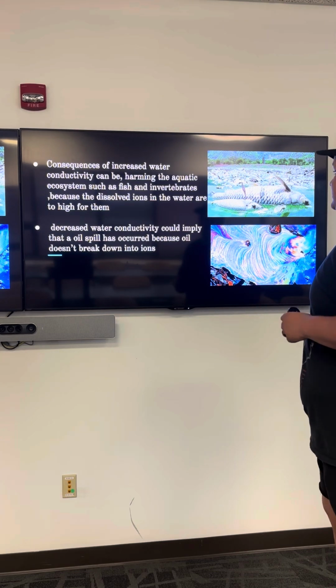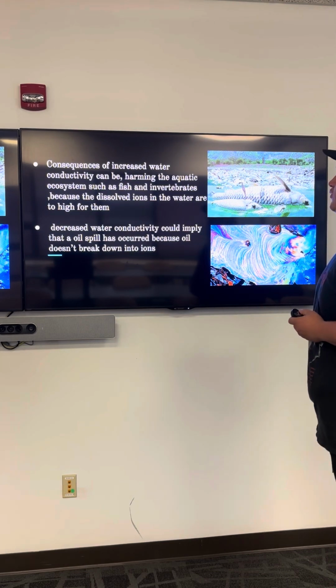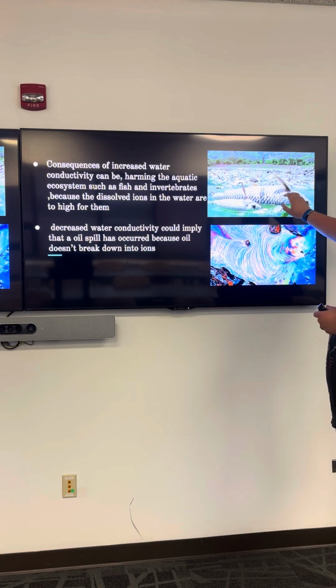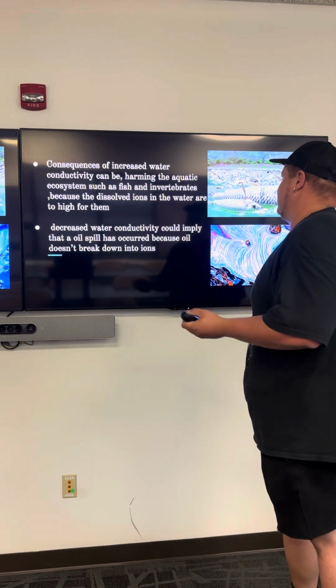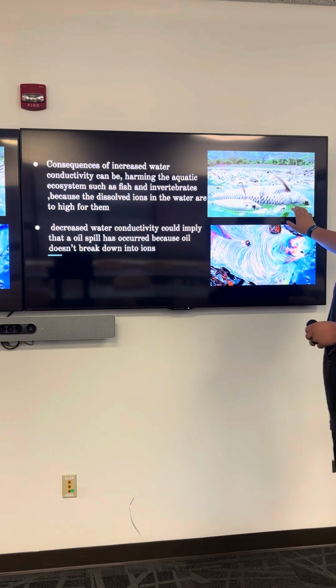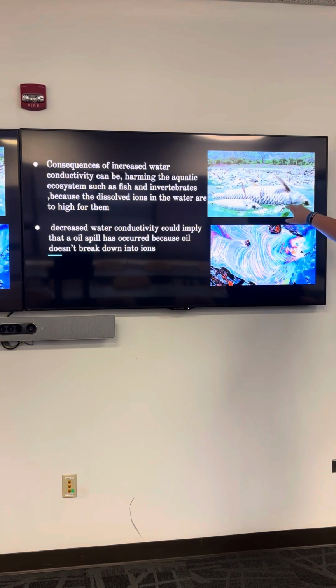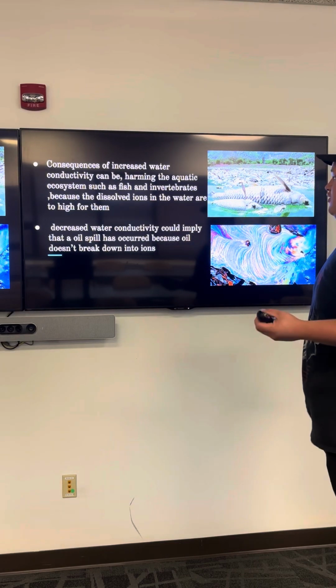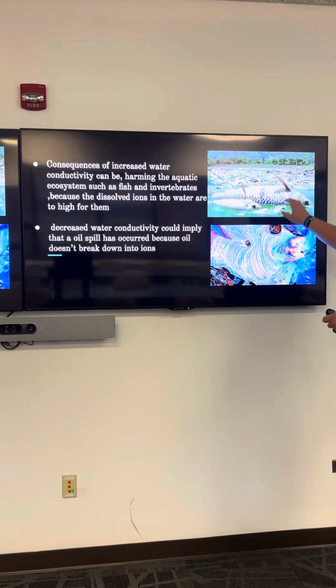These are some consequences. Increased water conductivity can harm the aquatic ecosystem, such as fish and invertebrates, because the dissolved ions in the water are too high for them. Like I said, it's about the ions. If the ions get so high within the water from the conductivity, then it can harm the ecosystem. That's an example of that.